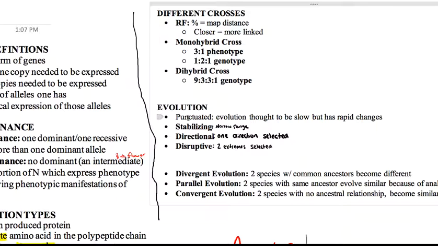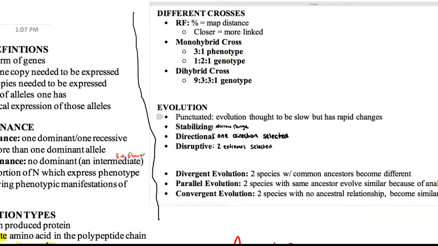Evolution definitions. Punctuated equilibrium is evolution that is usually thought to be slow but then has rapid changes. So for a long time, a butterfly will look the same. All of a sudden, in the span of basically a couple of years, the butterfly will change and go from blue to red, and then it'll stay the same for a long time.